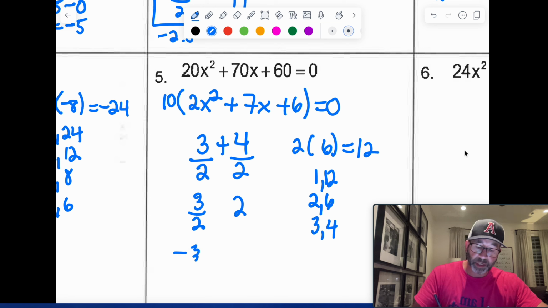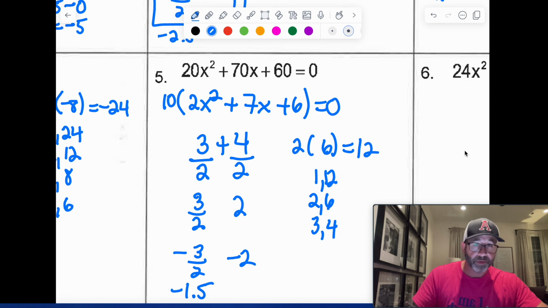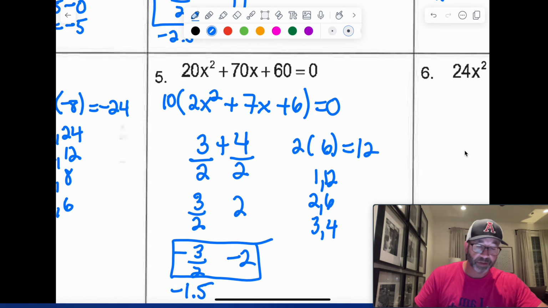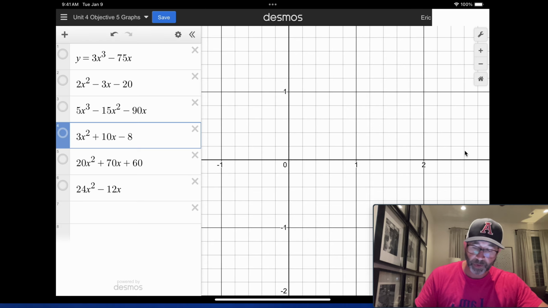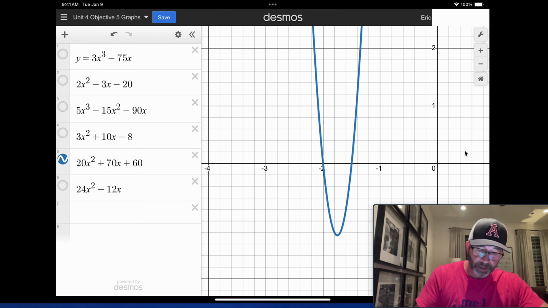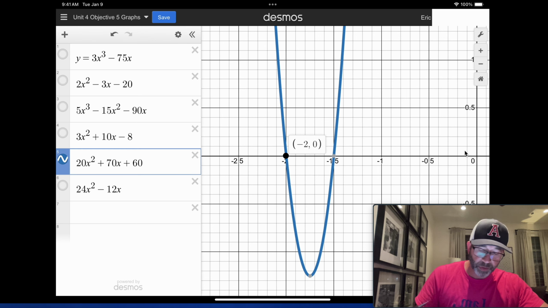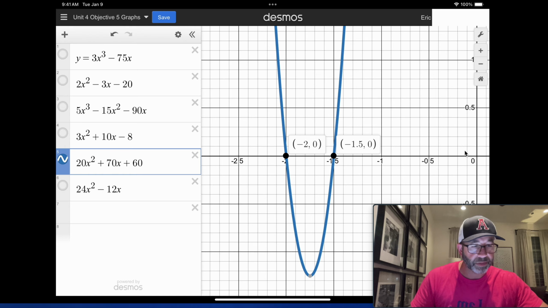Take the opposites, we get negative 3 over 2 and negative 2. Now, negative 3 over 2 will give us a decimal. It's negative 1.5, so you'll see that in the answer there. But these are ultimately our 2 answers for this problem. And again, let's look at decimals to confirm that answer. We'll just have to zoom out there. And you can see at -2, there's one of my answers. And then -1.5, there's your second answer.